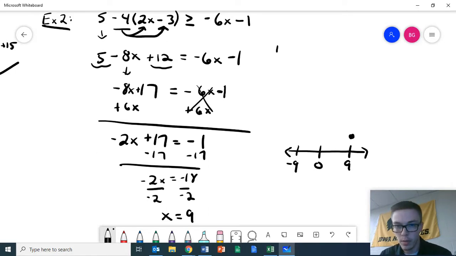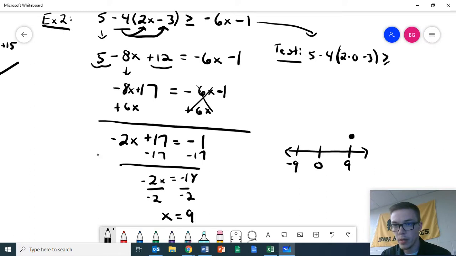Okay, so this is where it comes in. We got to test again, okay? So I'm going to test 0, and I'm going to use the very original. So I'm going to do 5 minus 4 times 2 times 0 minus 3. And we're asking ourselves, is that greater than or equal to negative 6 times 0 minus 1?